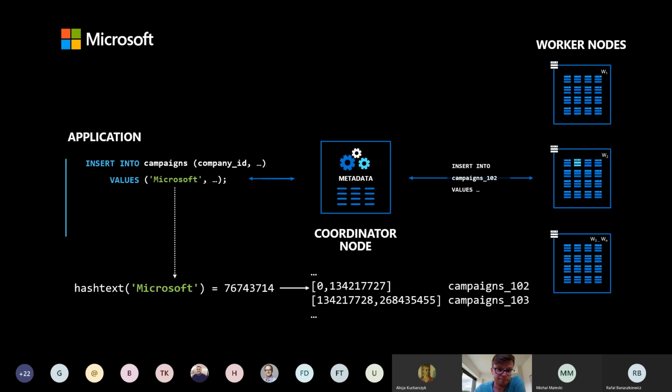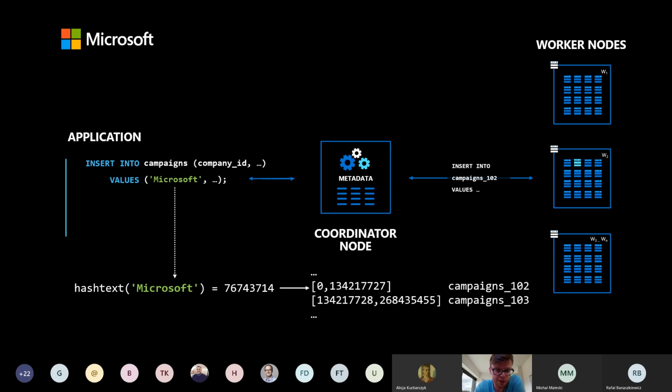So what, for example, happens with an insert? Citus will look at what the value in the distribution column is. In this case, the distribution column is company ID, and the value is Microsoft. From that, it determines which shard this insert should go into. It connects to the worker node that has that shard and then inserts into that shard. So the insert will look almost the same, but the table name will be rewritten to the shard name.